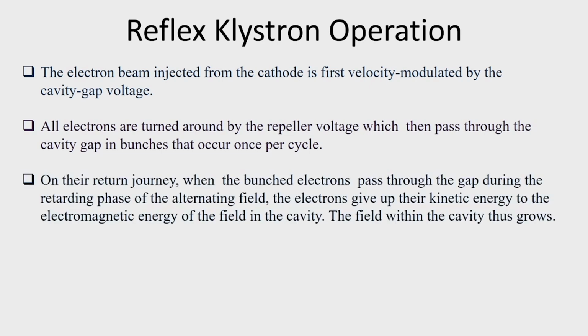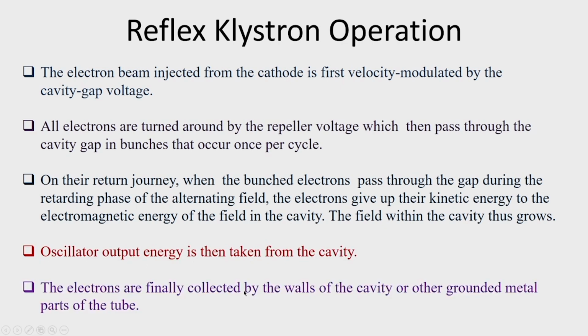On their return journey, when the bunched electrons pass through the gap during the retarding phase of the alternating field, the electrons give up their kinetic energy to the electromagnetic energy of the field in the cavity, and the field within the cavity thus grows. The oscillator output energy is taken from the cavity. The electrons are finally collected by the walls of the cavity or other grounded metal part of the tube.